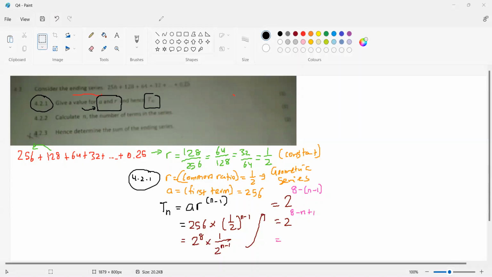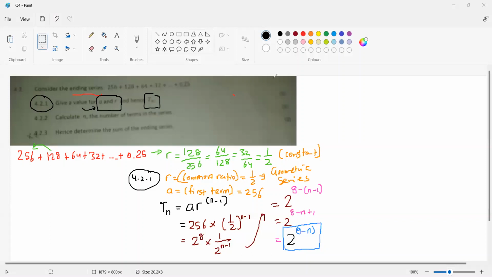It's all simple for advanced students to calculate this. So 2 to the power of 8 plus 1 should be 9, so 2 to the power of 9 minus n. With or without a bracket, it's still correct. That's how we get the general expression of the nth term: it's 2 to the power of 9 minus n in this case.